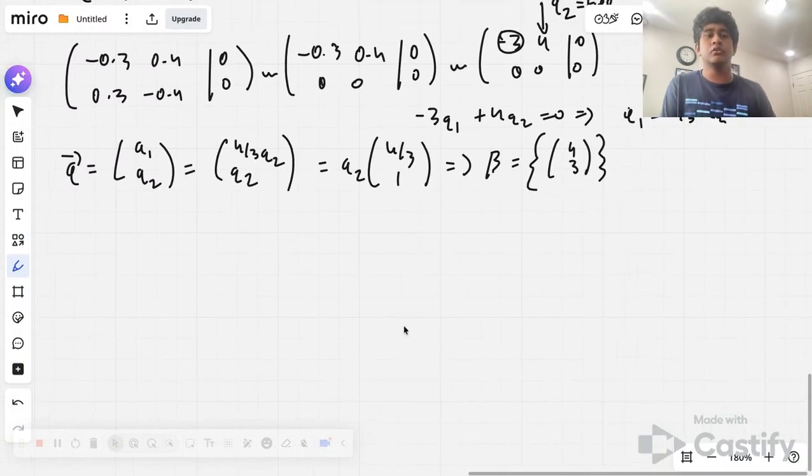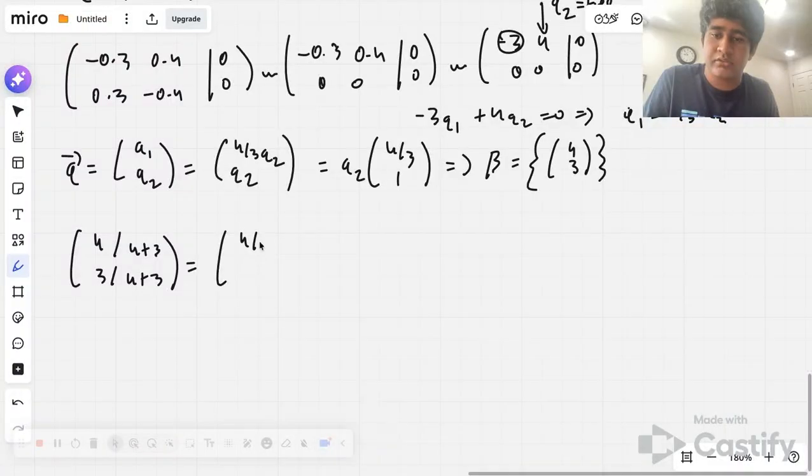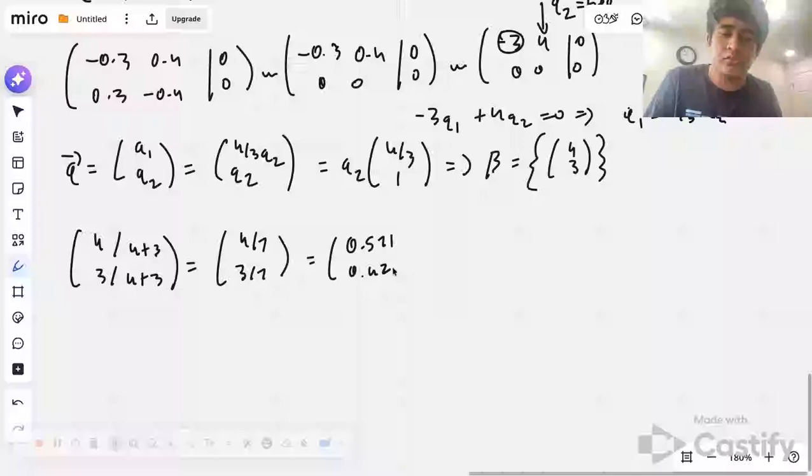So we want q to essentially be a probability vector. This is not a probability vector, but we can actually normalize it like we did earlier with vectors. So we can normalize this by dividing each component of the vector by its sum, and then we get a probability vector of 4/7 and 3/7, which is just 0.571 and 0.429.